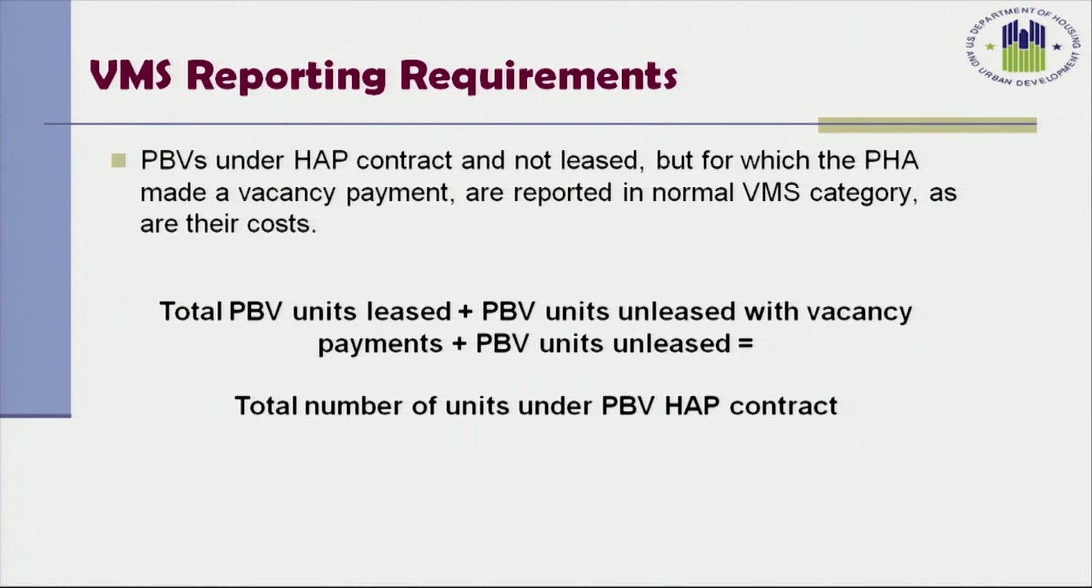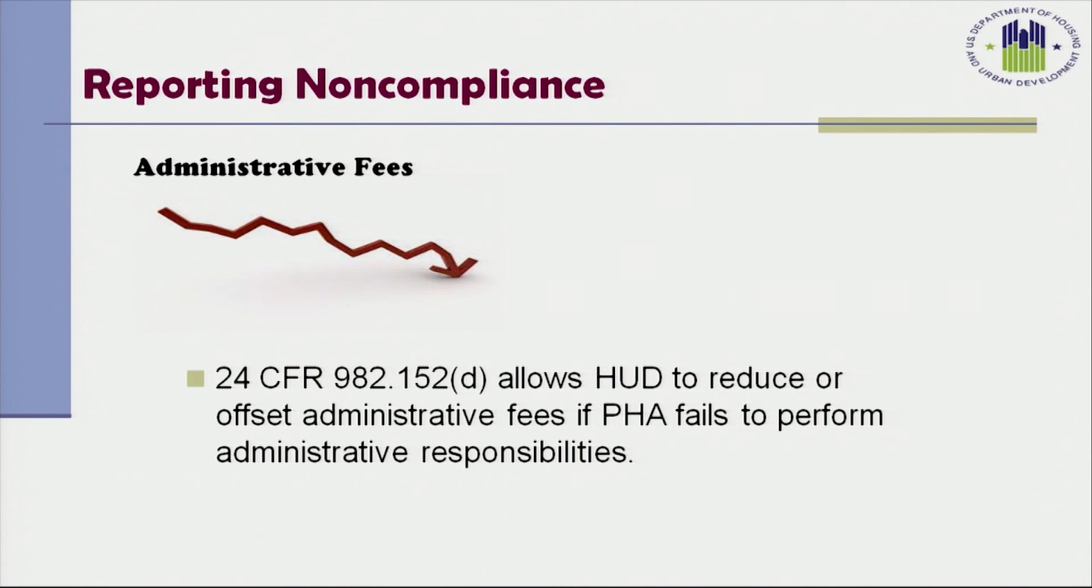PBVs under HAP contract and not leased, but for which the PHA made a vacancy payment, are reported in normal VMS category, as are their costs. So in other words, the total number of PBV units leased plus the PBV units unleased with vacancy payments plus PBV units unleased equal the total number of units under the PBV HAP contract. As far as noncompliance with reporting, the regulation cited allows HUD to reduce or offset administrative fees if the PHA fails to perform administrative responsibilities.